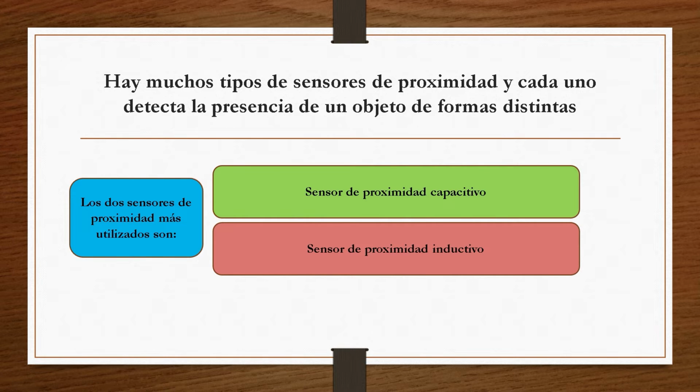There are many types of proximity sensor, and each senses the presence of an object in its own distinct way. The most commonly used proximity sensors are the capacitive proximity sensor and the inductive proximity sensor.